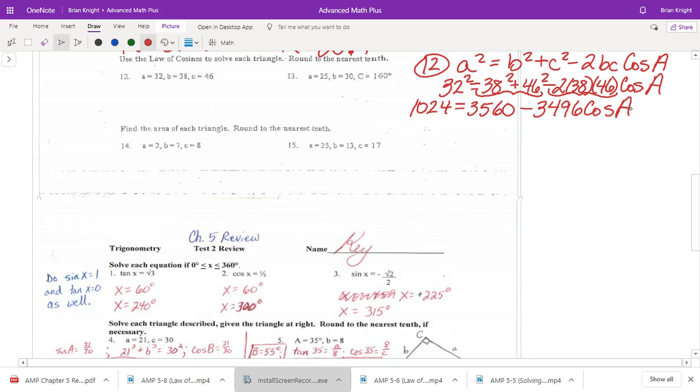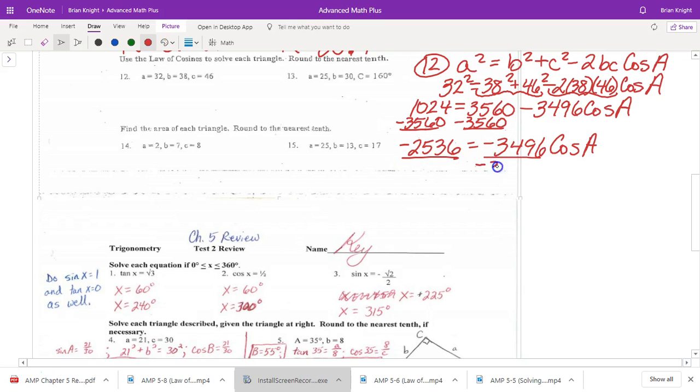All right, God bless you. What do we do with the 3560? Subtract it over. This is what your homework was on last night. So if you didn't do it, here's where you can find help. What does that equal? Negative 2536 equals negative 3496 cosine of A.